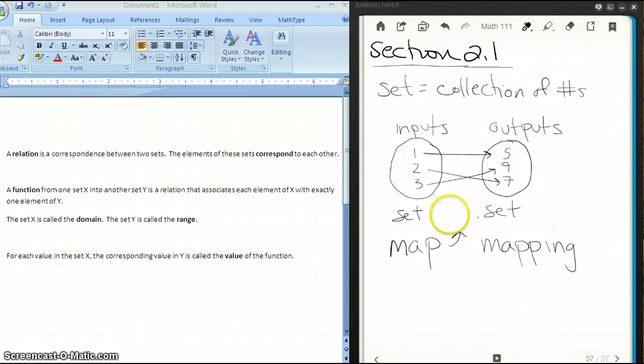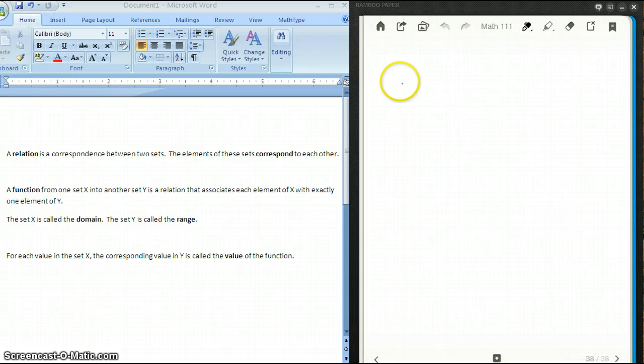So this is just one way for us to show a mapping or a relation. There is another way to show a relation. Another way is an equation.